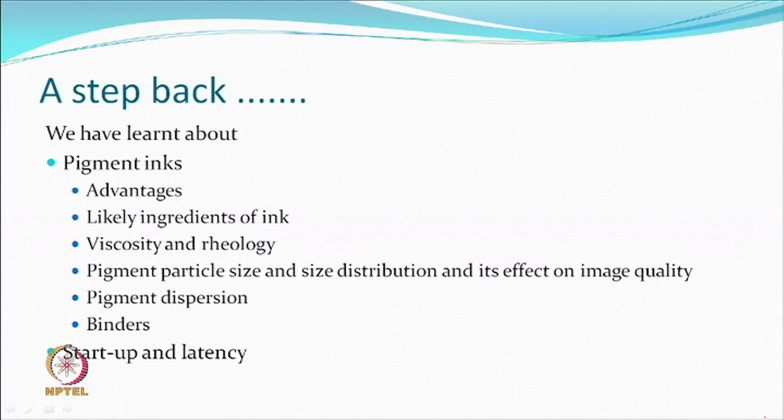So, we continue from where we had left. What we had done was the pigment inks and learned about their advantages, likely ingredients, viscosity, rheology, the binders that you may have to add, pigment size, size distribution, dispersions, and some points about startup of the printing process. Some can be delay or latency which happens, that is how many times you have to jet before the right quality of print comes. So, that is what we learned. We will go a little further.